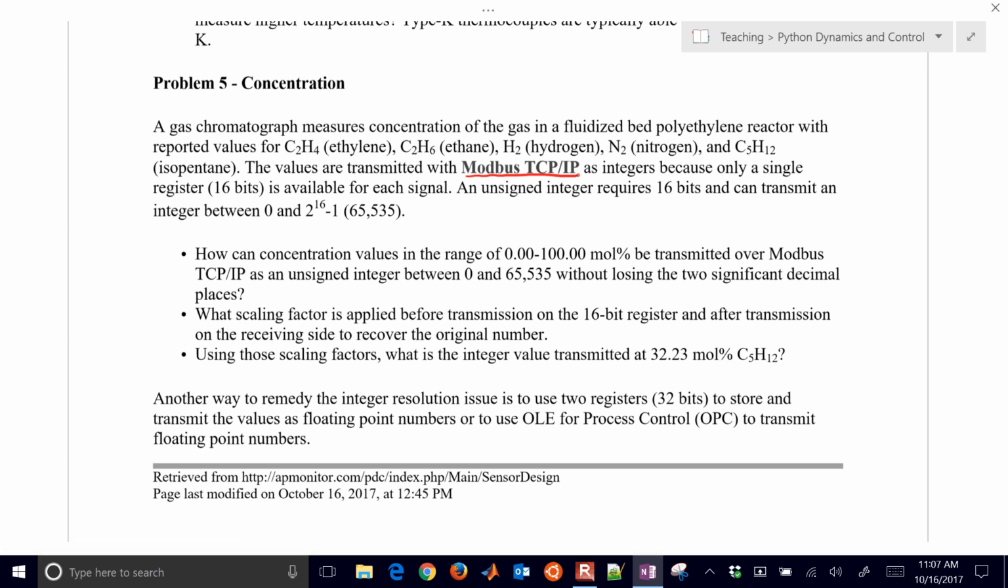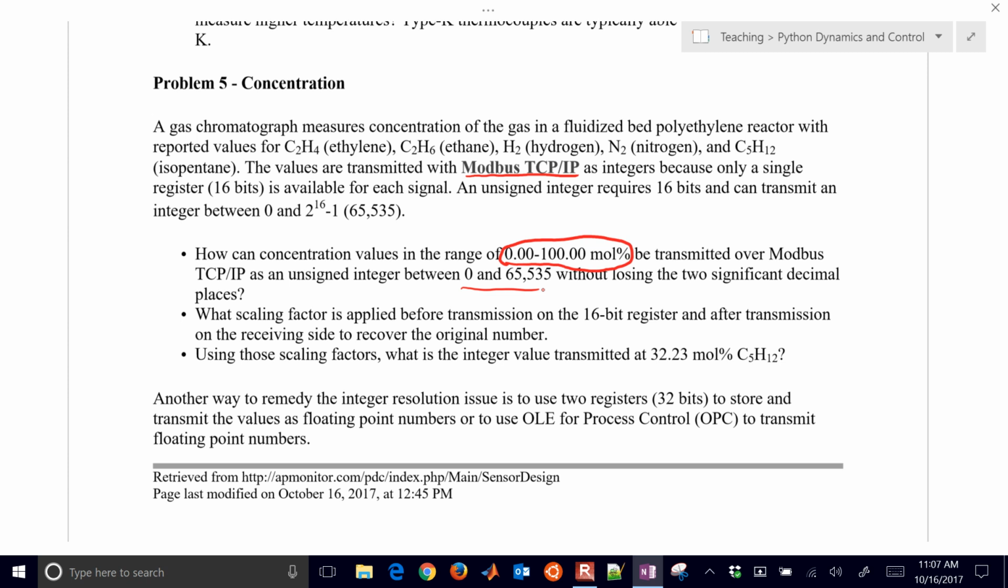So an unsigned integer requires 16 bits and can transmit an integer between 0 and 2 to the 16th minus 1, or about 65,000. So we want to transmit values that are 0 to 100 mole percent, but we only have 16 bits to do that with. So 16 ones and zeros that we can use to transmit those numbers. And we're going to go between 0 and 65,000 without losing 2 significant decimal places. So how can we do this?